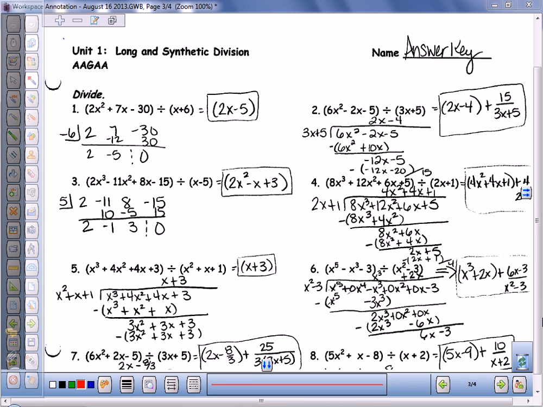Our numerator is never going to be the same degree. Our numerator will always be the same. Right. Yeah. So I will show you how we do that same thing.